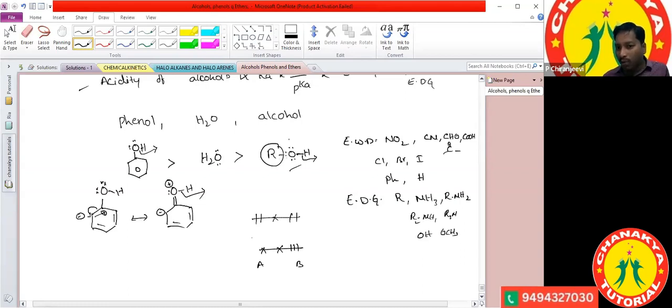Three lone pairs of electrons are there. They strongly attract the H plus. If they strongly attract the H plus, it means the H plus does not easily come outside. So due to that reason only, alcohols are weakly acidic.